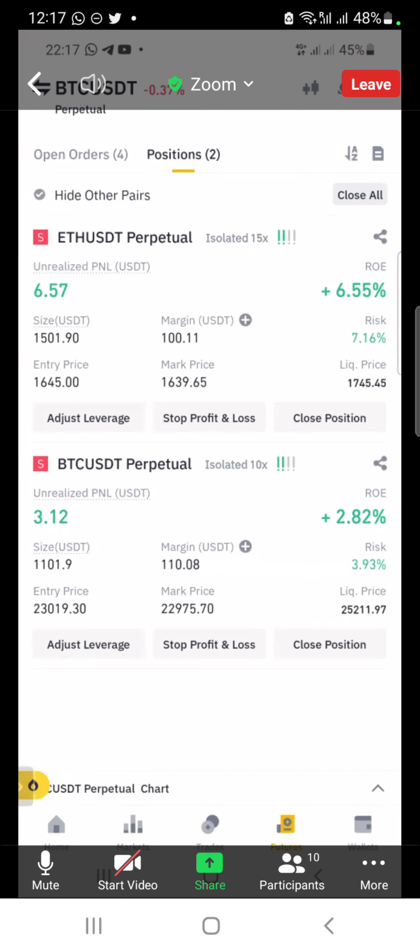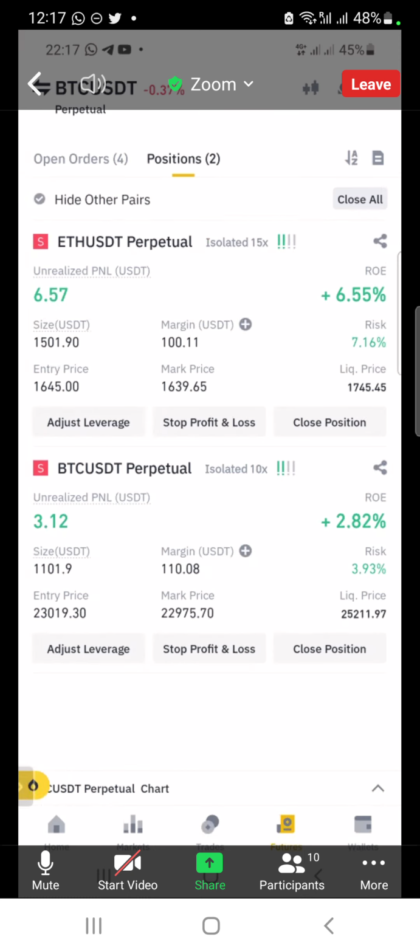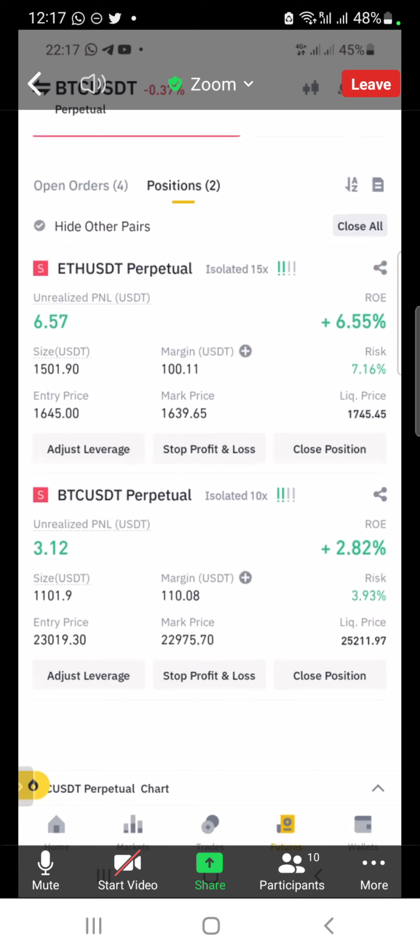I see. So you just click on close position and you close the trade. If you want to take profit, click on close position, or close all. You close all. Now let me show you people what I was saying.